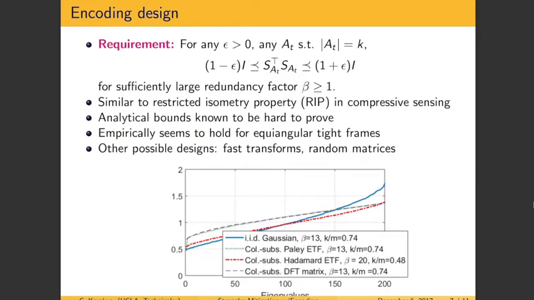In order for this procedure to find a good solution, we require certain submatrices of the encoding matrix to satisfy upper and lower bounds on its eigenvalues. It can be shown that sub-Gaussian ensembles satisfy this property. We have also empirically observed that equiangular tight frames might satisfy it too.